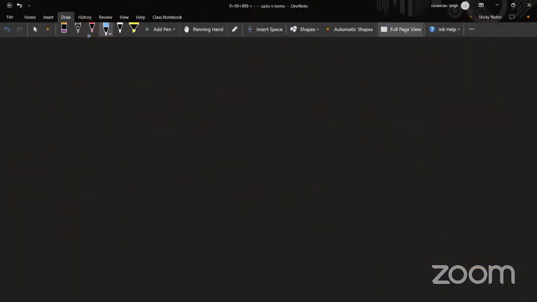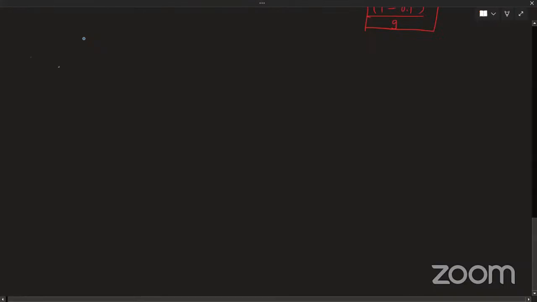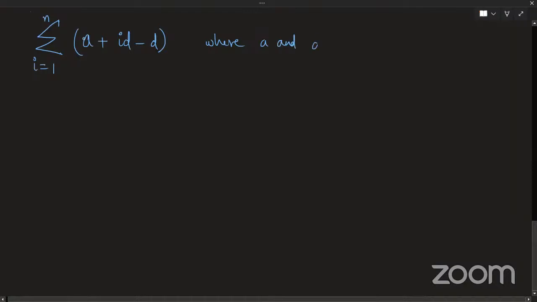Okay, fine. So just one more small question I'll give you before moving ahead. It is basically sigma, I equal to 1 to n, A plus ID minus D, where A and D are real constants.